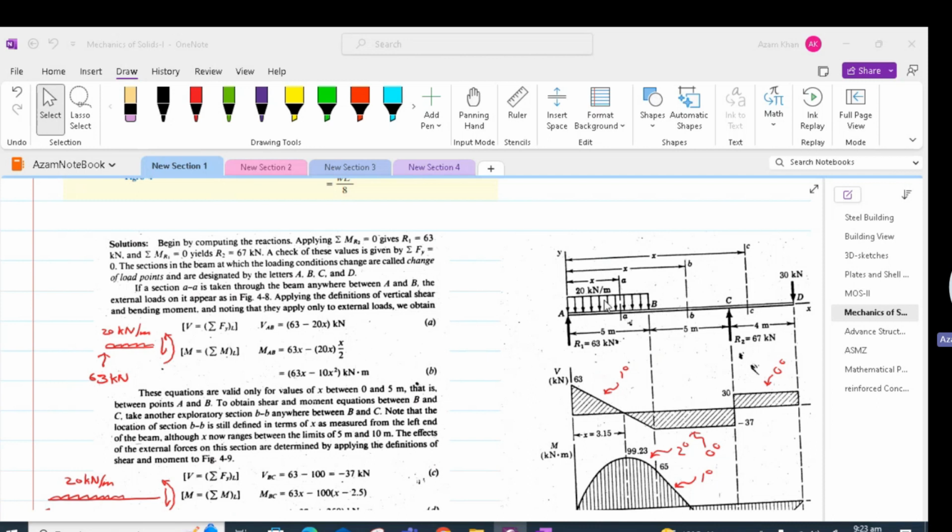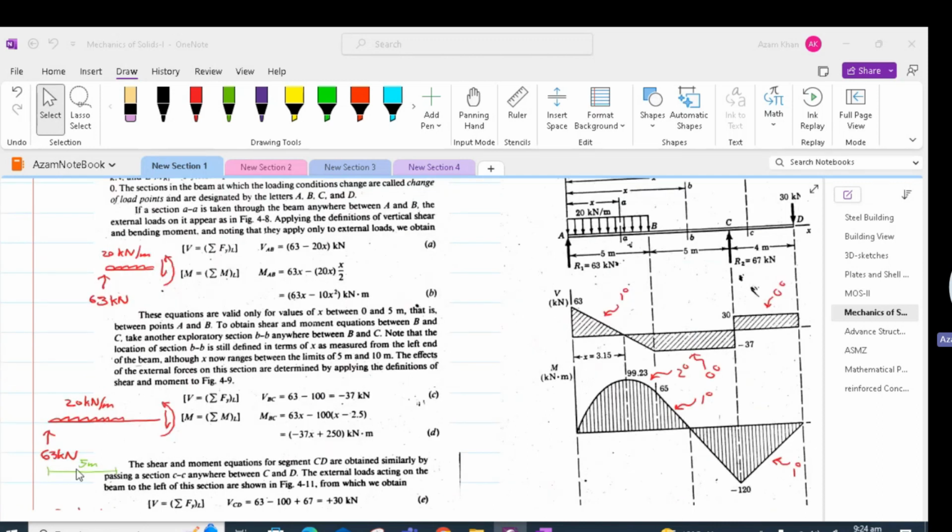Because of the discontinuity of this load, we will introduce a new x starting from point A, and now we will try to find the moment and shear at BB. So again, the shear is 63 minus 20 times 5. So the full magnitude of the UDL has appeared, and that will come out to be equal to minus 37. Since there is no load in the span BC, we will have a constant shear in the span BC.